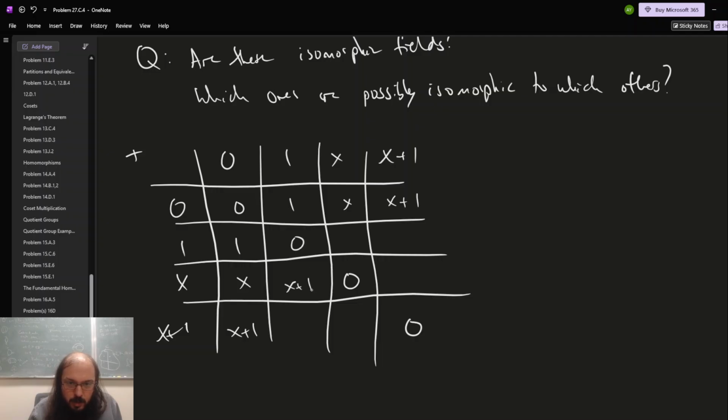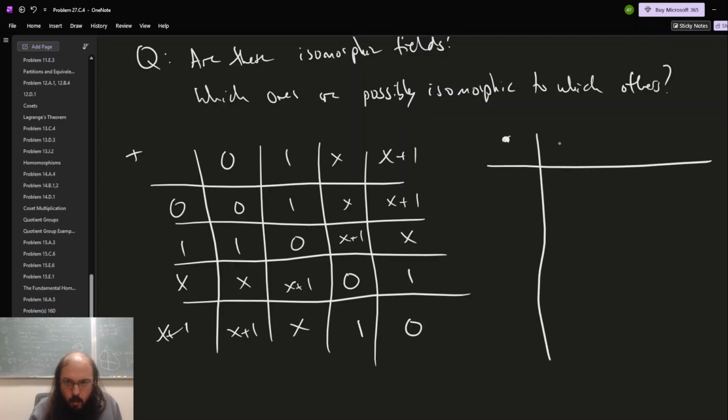This guy is x plus 1. This guy is x plus 1. This one is, this x cancels with this x, leaving just 1. And here, this 1 cancels with this one, leaving just x. So here's our addition table. Now we have to do a multiplication table. These ones tend to be a little bit more work. Not a huge amount more work, mind you, but a little more work.